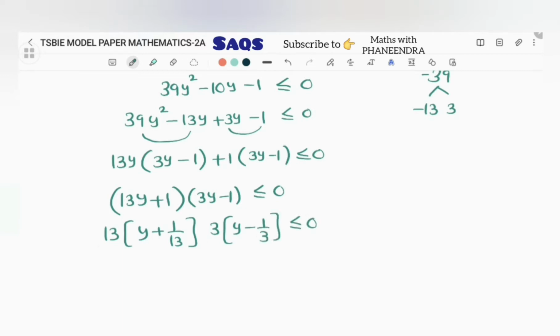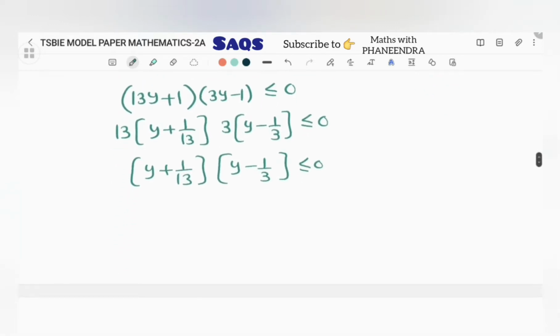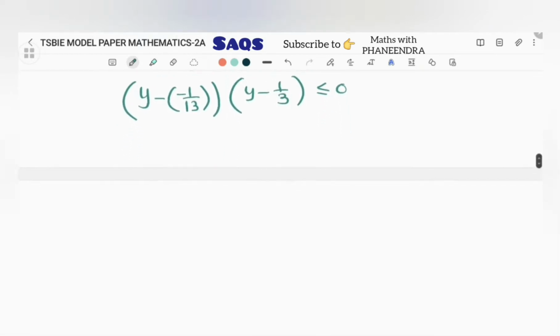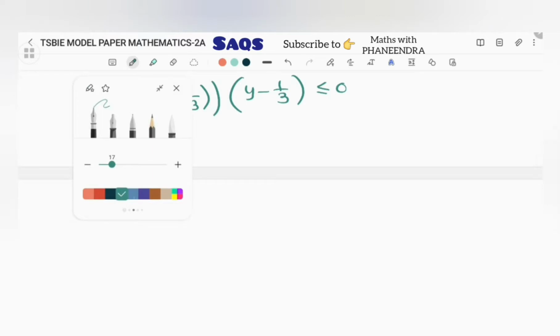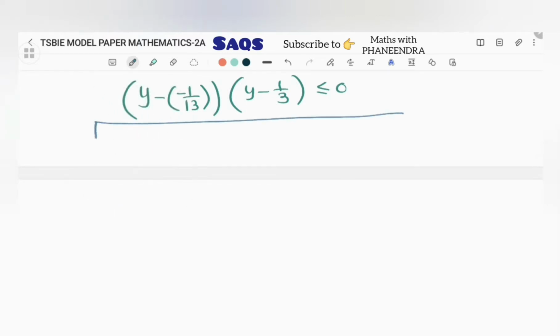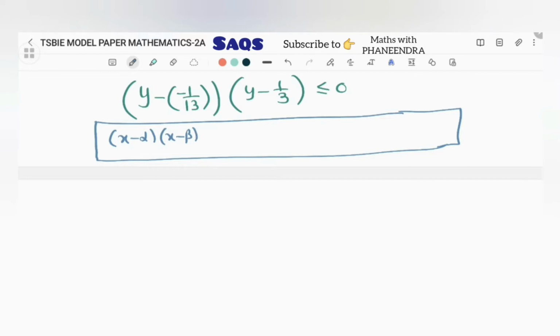So 3 into 13 we can take this side. So (y plus 1 by 13) into (y minus 1 by 3) is less than or equal to 0. So y plus 1 by 13 means y minus of minus 1 by 13, into (y minus 1 by 3) is less than or equal to 0. So it is in the form of (x minus alpha) into (x minus beta). Here you need to learn the formula and the result. (x minus alpha) into (x minus beta) is less than or equal to 0 implies that x belongs to closed interval of alpha comma beta when alpha is less than beta. So this is the formula we are going to apply.